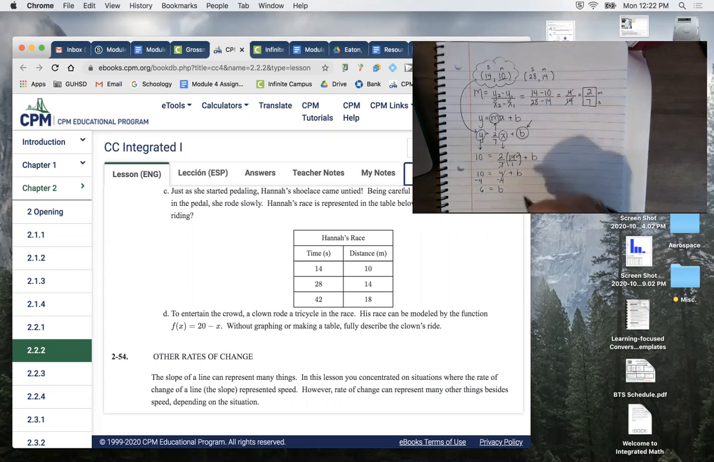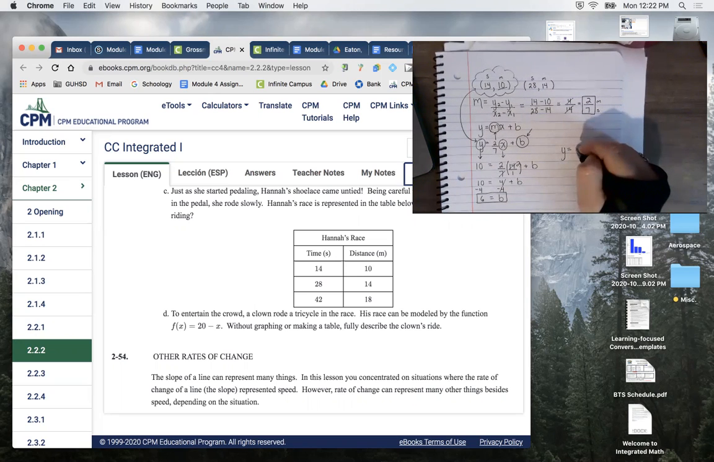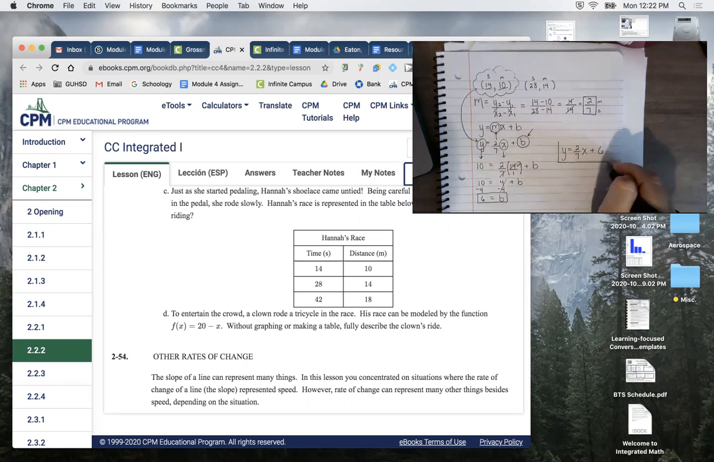I now have the equation to my line because now I have b. I have the slope, I have the y-intercept. My final answer is y is equal to m, which we already know is 2 over 7, x plus 6. And there is the equation of our line.